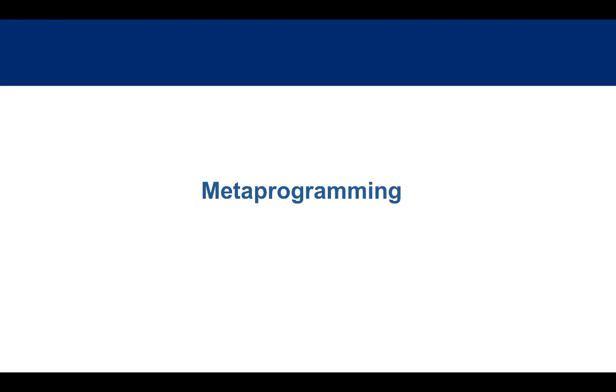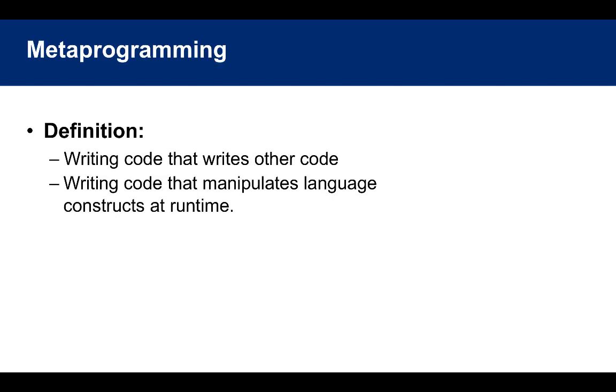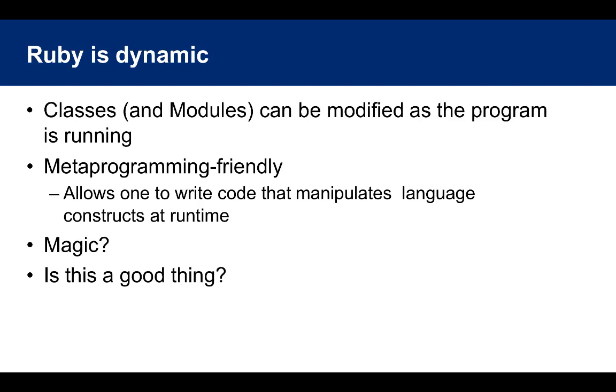So once you're comfortable with basic Ruby constructs, we could move on to something called metaprogramming. Metaprogramming is writing code that writes other code, or writing code that manipulates language constructs at runtime. And Ruby is very dynamic, in that classes and modules can be modified as the program is running. It's metaprogramming friendly. Is this magic? It might seem like that.